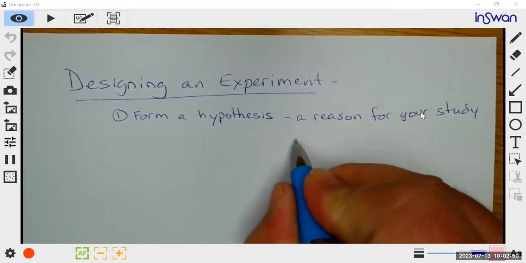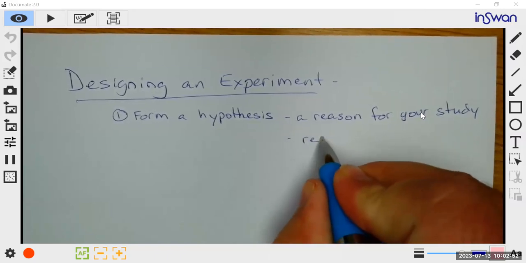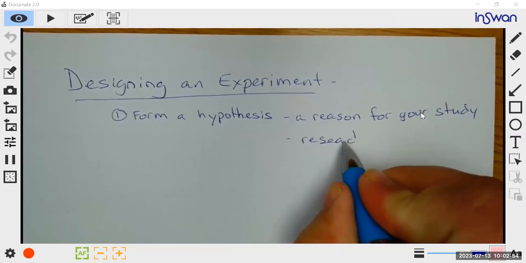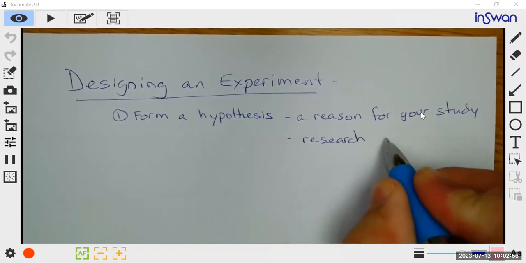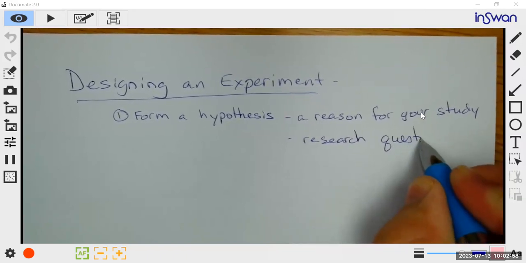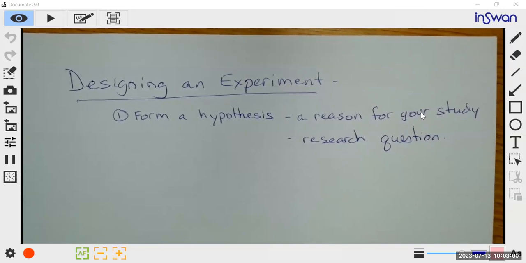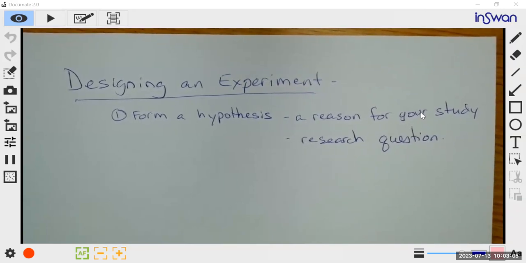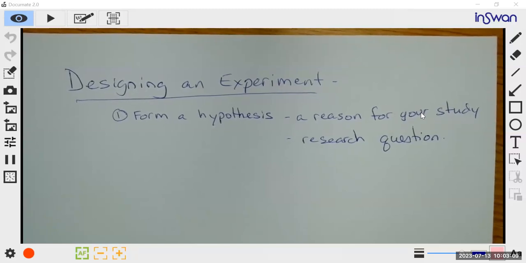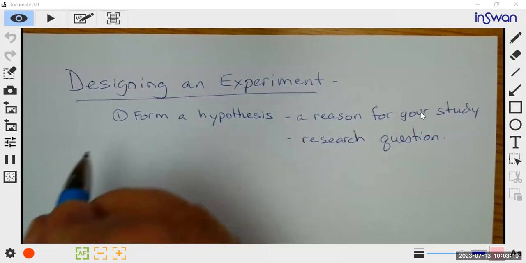It all starts with a research question. The more defined you can make your research question, the more accurate your study is going to be. Why do leaves change colors? So then what's the next step after that?